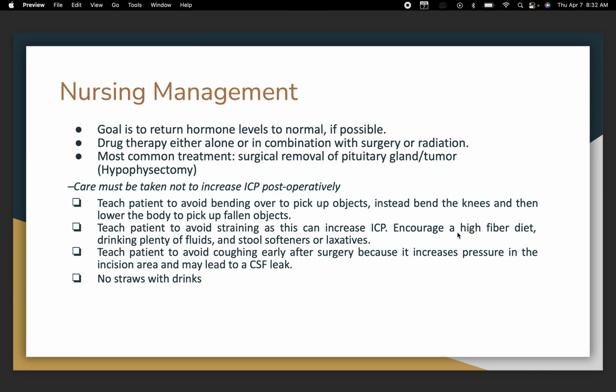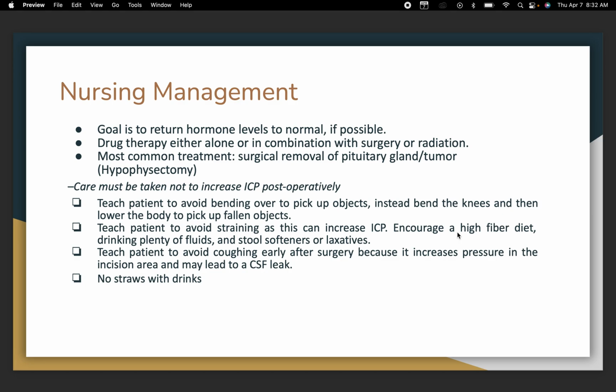So as the nurse, you're going to want to return hormone levels to normal if possible, but that's a medical management goal as well. You're working as a team to get these levels back to normal. As a nurse, you're going to want to educate on any drug therapy that can be done, which we'll talk about in a second, but it can be done alone or in combination with surgery.